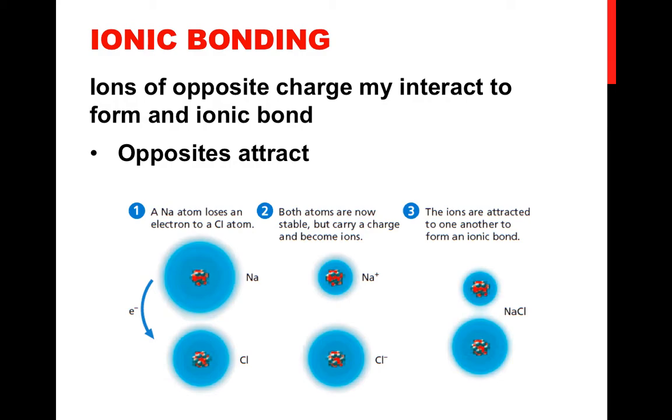So here is ionic bonding. Sodium is a 1 plus ion and chloride is a 1 minus ion. So they are going to come really close together and be attracted to each other because this one's positive, that one's negative, so they'll come very close to each other.